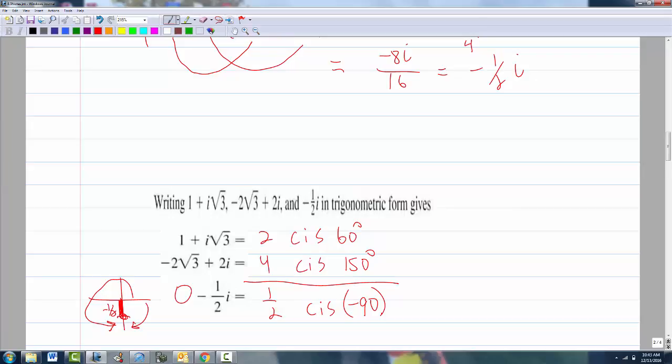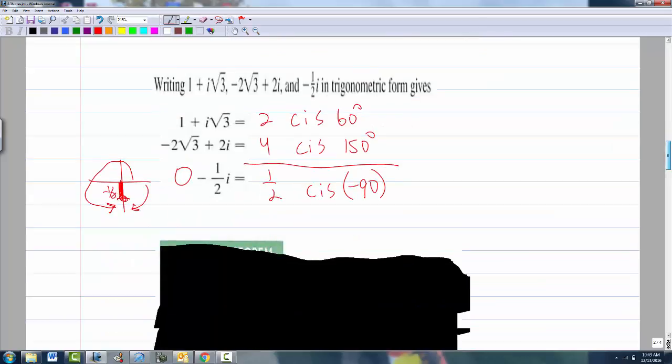Anyone? What do I do with these two? Divide them. What do I do with these two? Subtract. That's why I cheated and made it negative 90, because that's what you do. Negative 90 is the same as 270. It's just sometimes you have to follow rules in how you place your answers down.